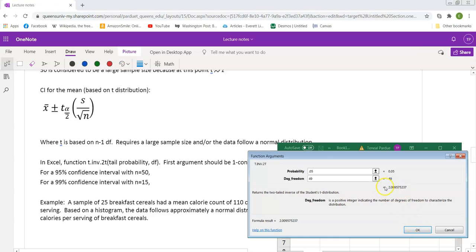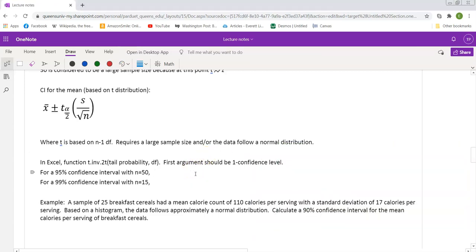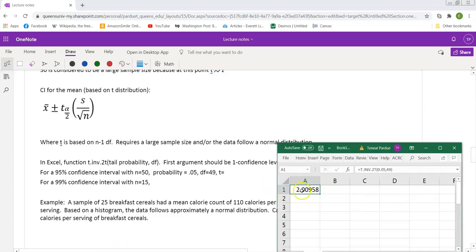And so we get this value, 2.0096. Okay? So our probability is 0.05 because it's 1 minus this confidence level. And our degrees of freedom is the sample size minus 1. Okay, so that tells us that T is 2.0096.